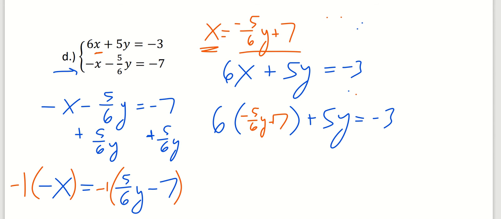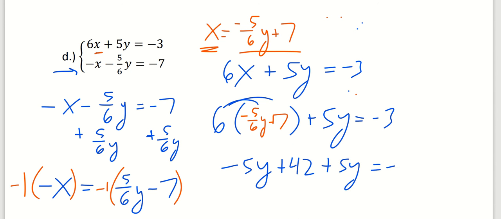This equation now only has y in it. Let's go ahead and distribute. 6 times negative 5/6 will give us a negative 5y. 6 times 7 is 42, plus 5y equals negative 3.